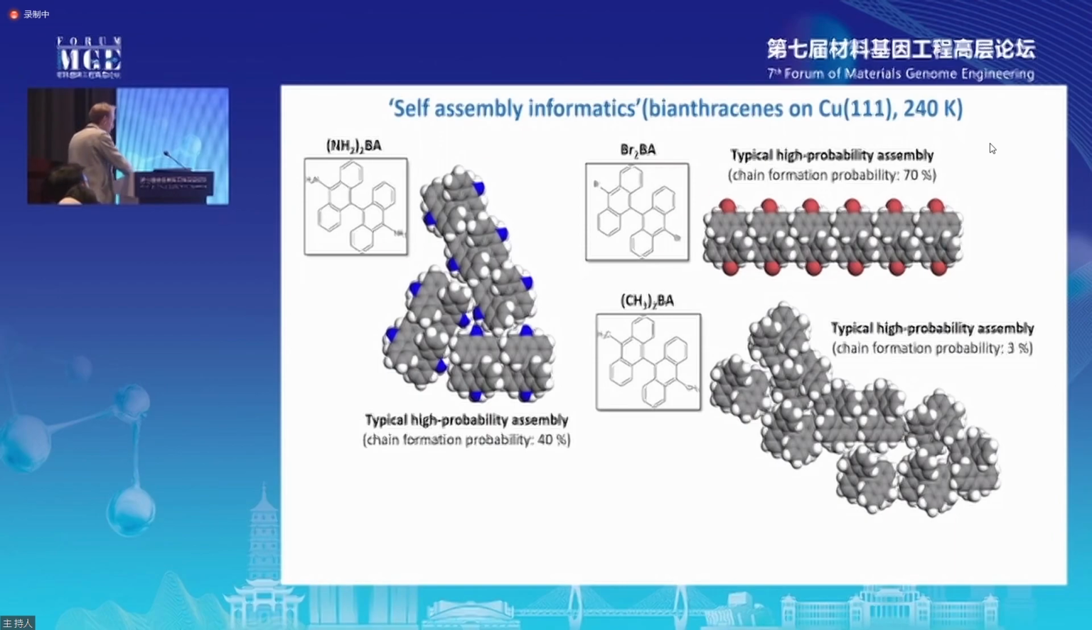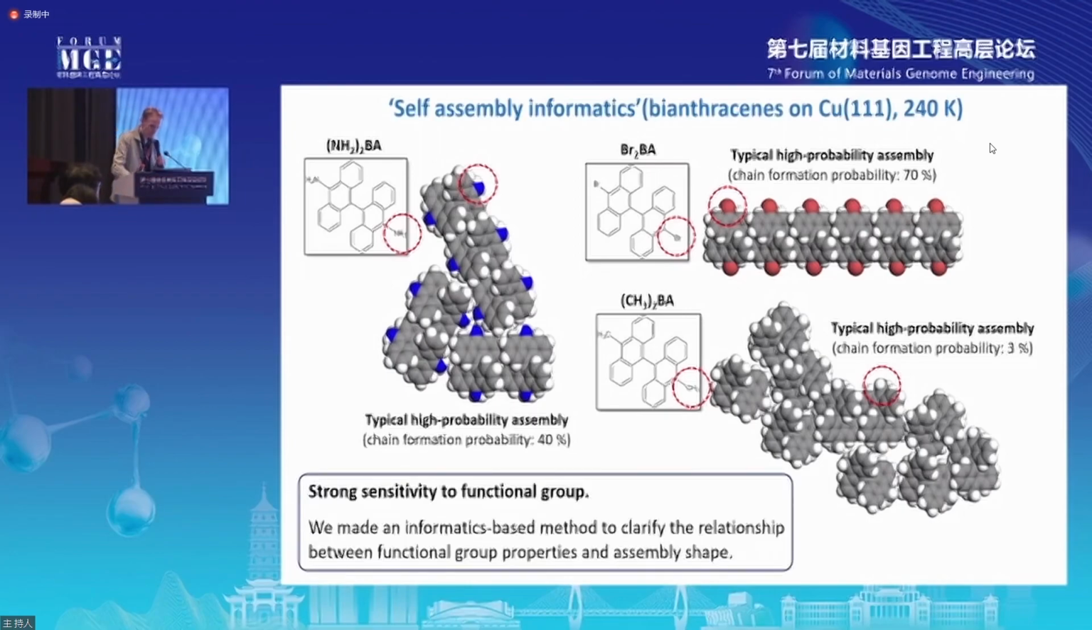This one here is an amine functionality. This one here's got bromine. This has got methyl. They all form very different assemblies at the same temperature. This one tends to form chains, not exclusively, but quite high probability. This one forms a cluster of chains. This one forms a big mess. It doesn't form anything ordered at all. There's a very strong sensitivity to the functional group.